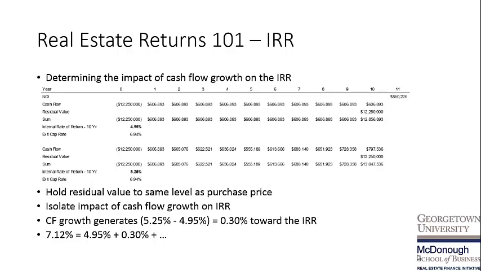So now, if we want to determine the impact of the cash flow growth on the internal rate of return, we'll again acquire the asset for $12.25 million. We'll hold the residual value static at $12.25 million as well, so we're not getting any influence from a change in the residual value, but we will now allow our individual cash flows to fluctuate each year as per the underwriting. So you will see that this results in an internal rate of return of 5.25%.